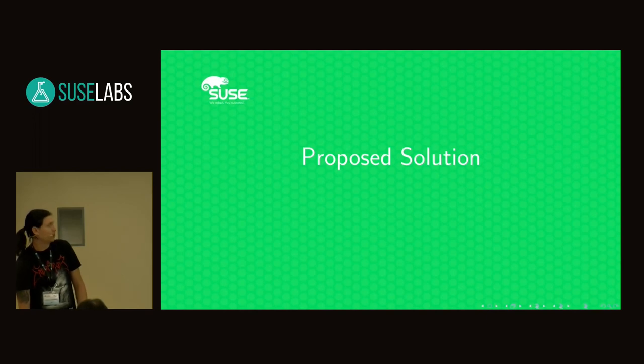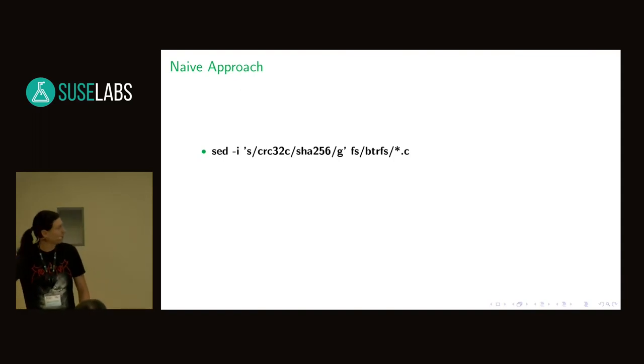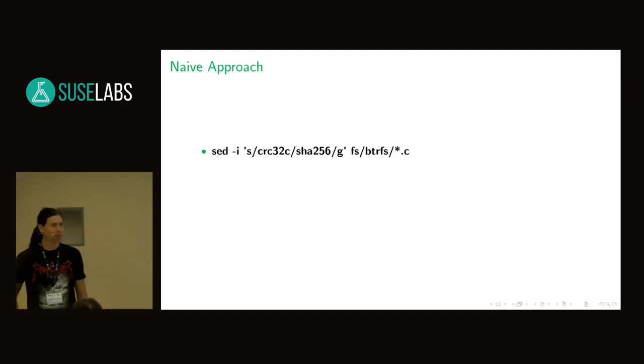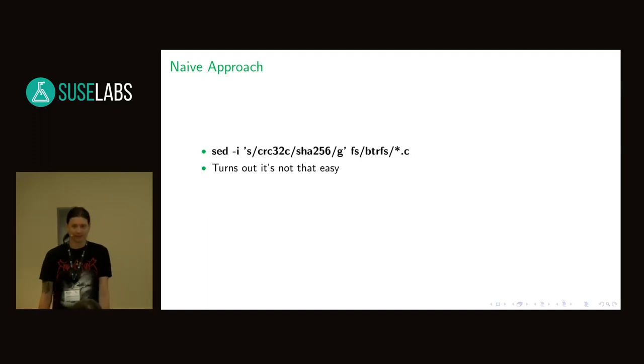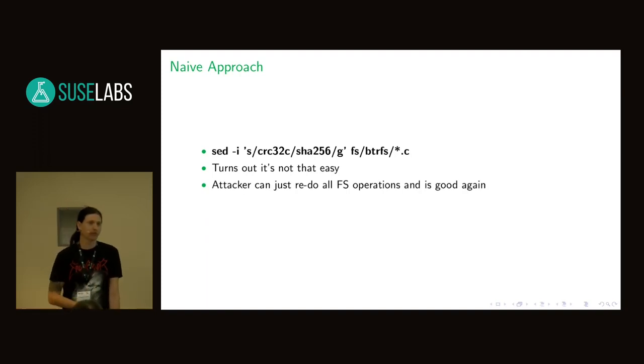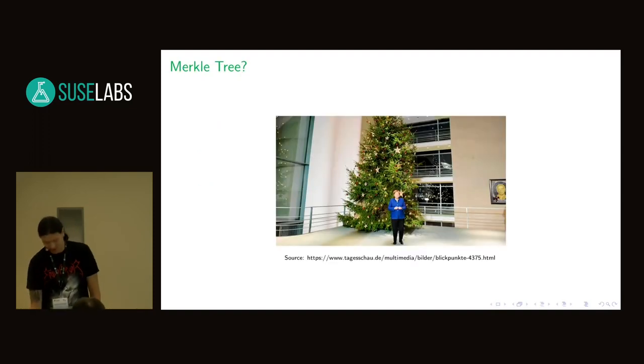So the first idea we had: let's just replace the generic CRC with SHA-256, and we're good to go. That sounded like an easy solution, but it turned out to be not that trivial, unfortunately. An attacker could just redo all the file system operations with SHA-256, and they're good again. So that would require a more advanced data structure, like a Merkle tree. What's a Merkle tree? Not this Merkle tree. The usual Merkle tree pun, I had to do that.